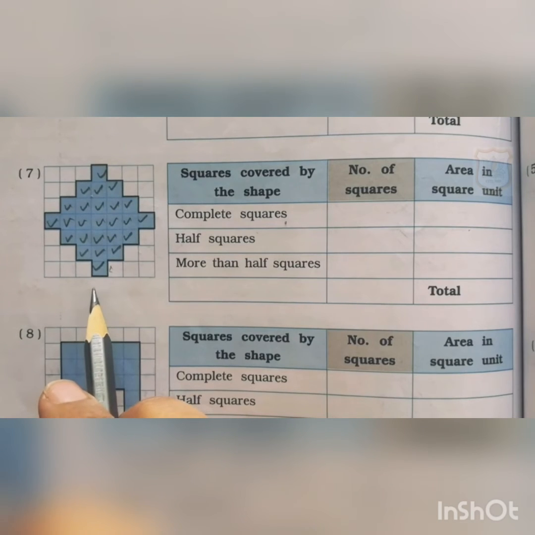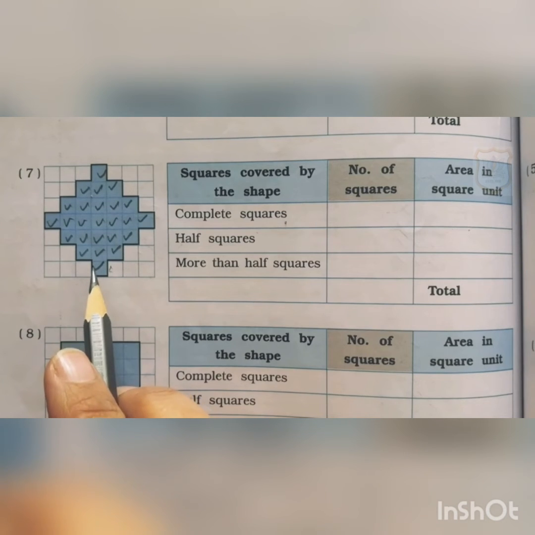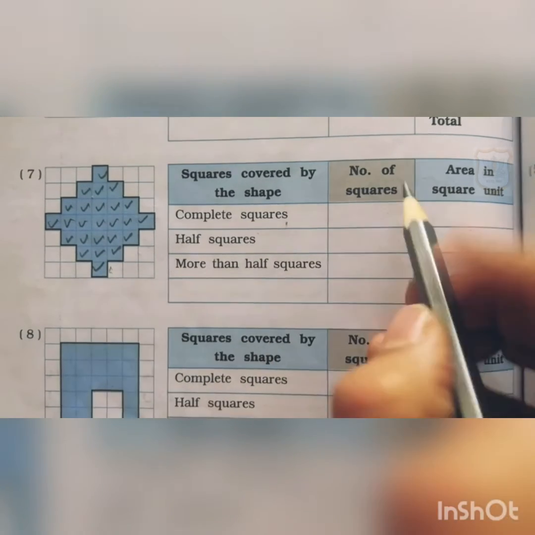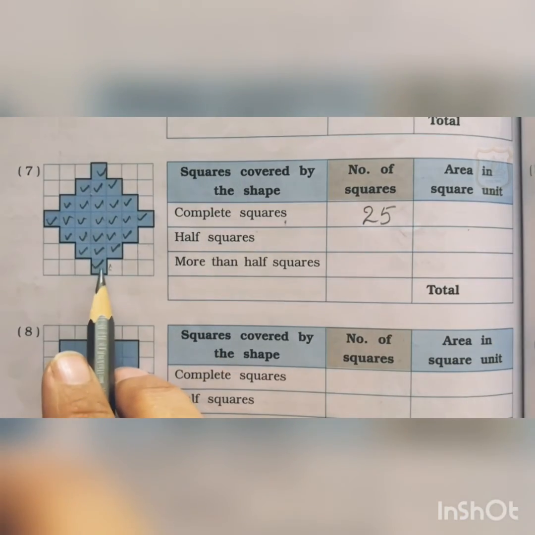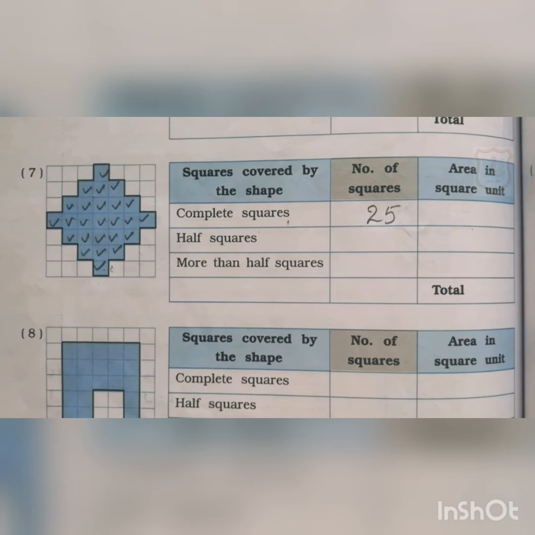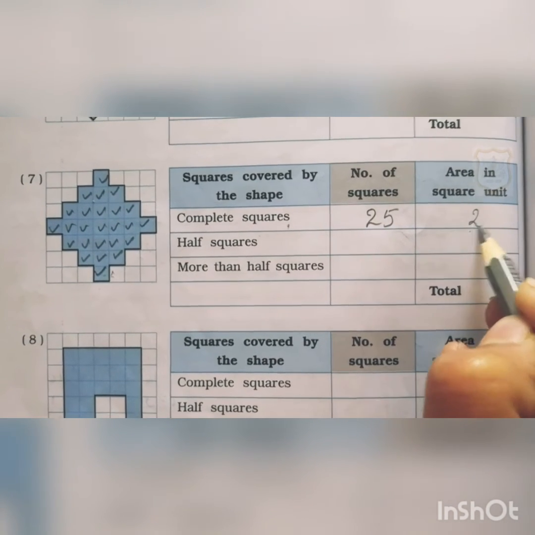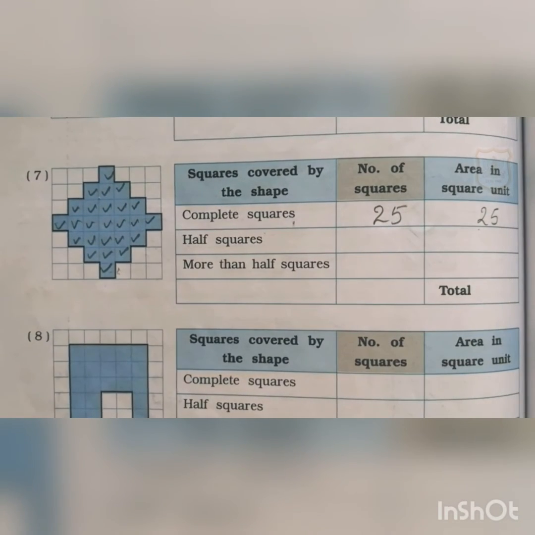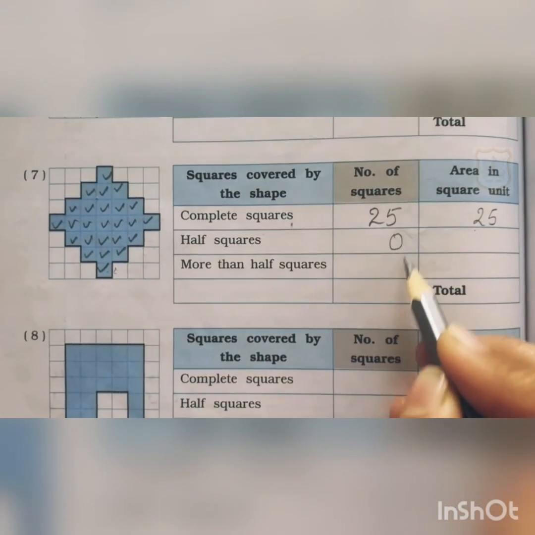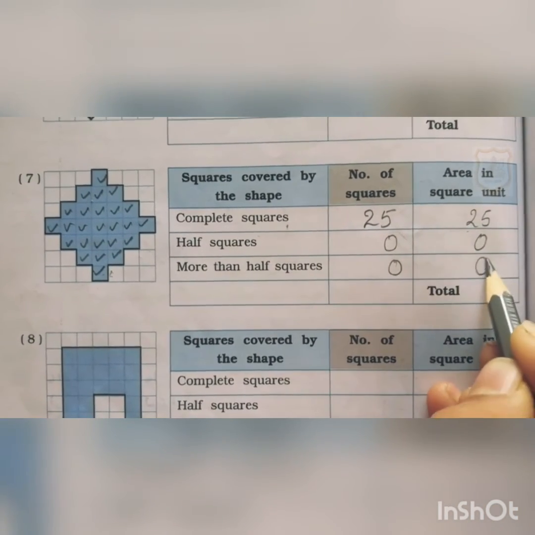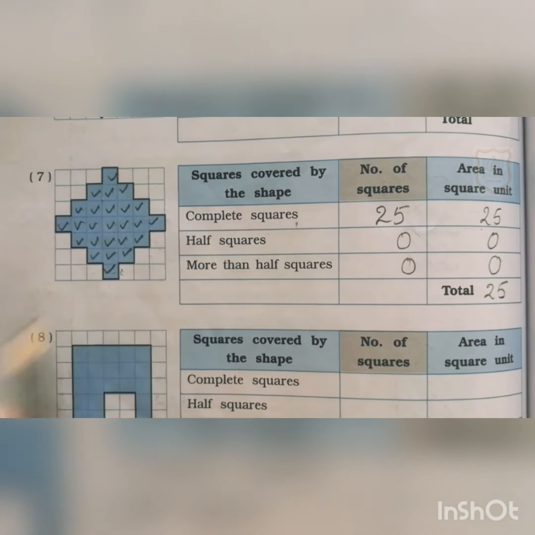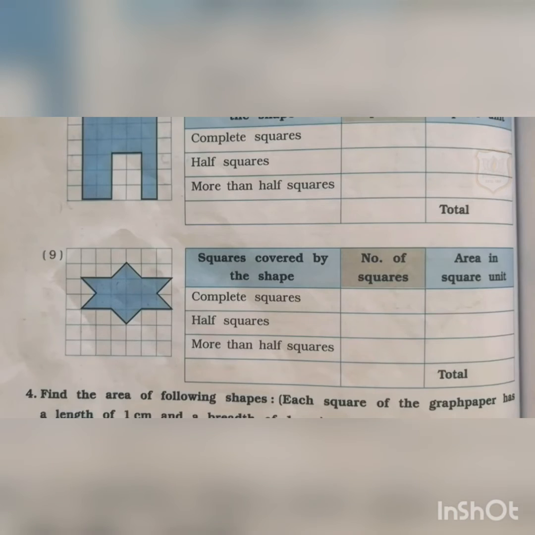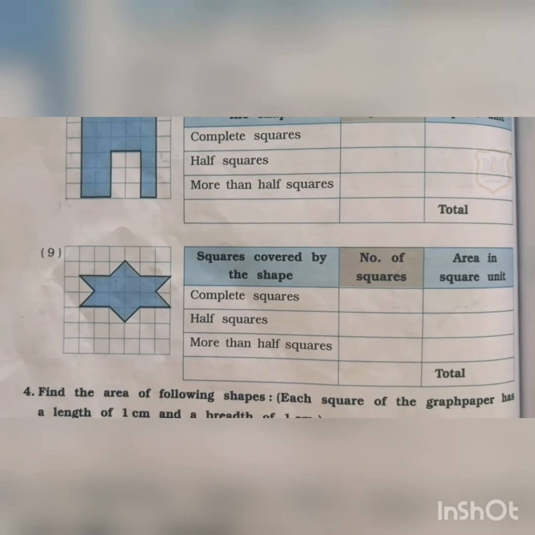So counting we get 25 and we will write number of squares is equal to 25. So the area in square unit will also be 25. So we will write area in square unit as 25. There are no half squares or more than half squares, so we will put 0 in place of that. So the total area is 25. So this shape has 25 square units. Now the next one will be as homework.